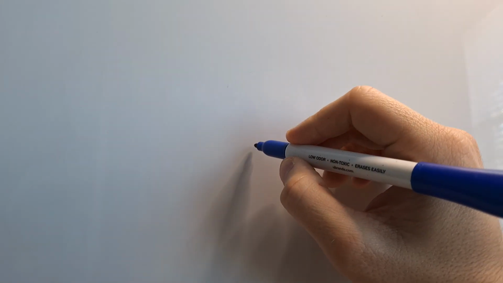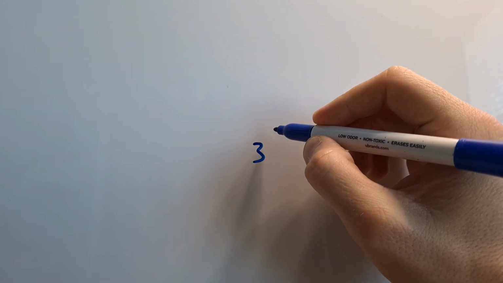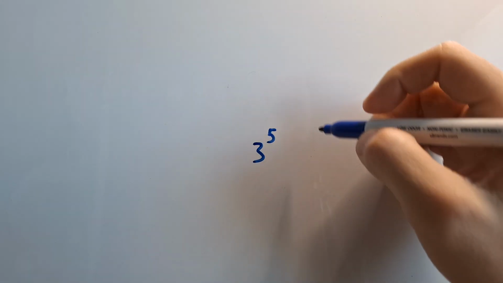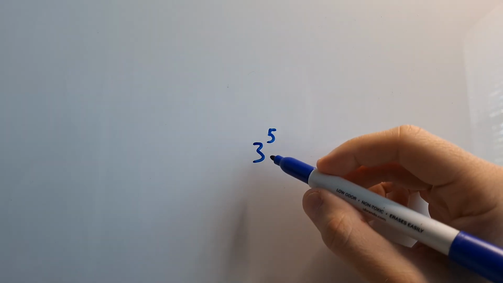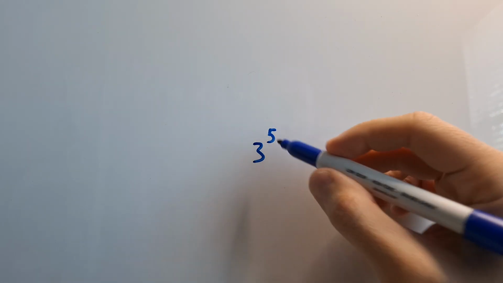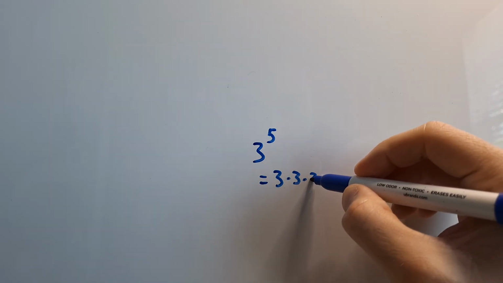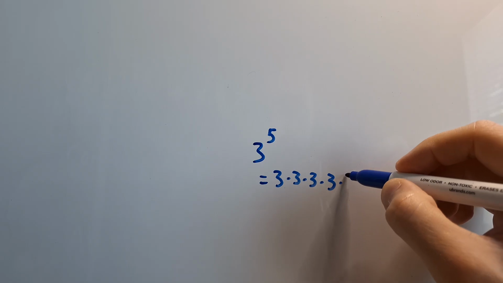Hello everyone, in this video we are going to do a review on exponents. So in algebra, repeated multiplication can be expressed using exponents. And the expression here, which is 3 to the power of 5, is 3 multiplied by itself exactly 5 times.